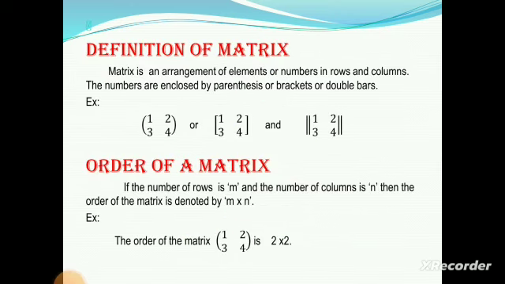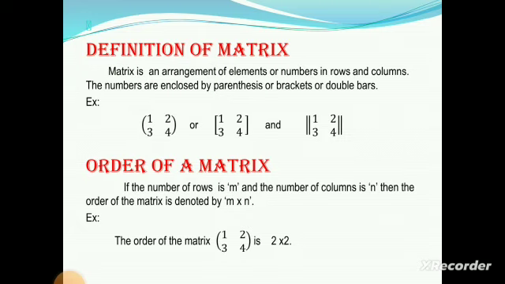First, we are going to see about the definition of a matrix. A matrix is an arrangement of elements or numbers in rows and columns. The numbers are enclosed by parentheses, brackets, or double bars. We have the following examples where the numbers are enclosed by parentheses, in closed brackets, and in double bars.